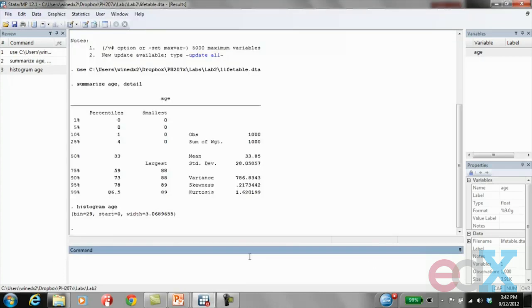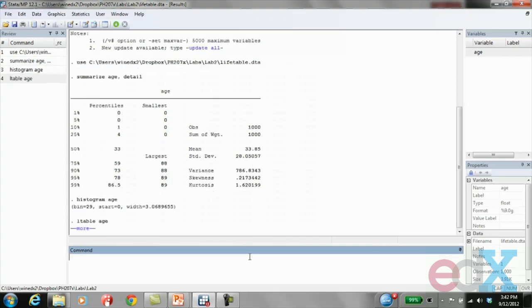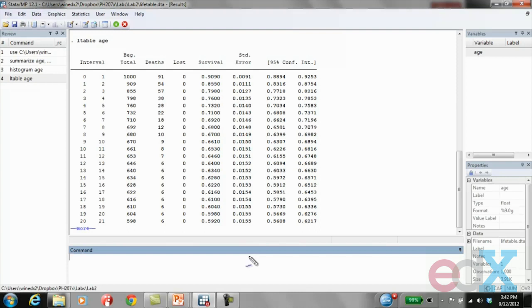Now we're going to use Stata to construct a life table. And this is very easily done through the ltable command. So type in the following command, ltable age. So now as you can see, Stata will give us a life table, but if you notice the intervals here, they're all of length 1, which isn't very useful. It's very hard to work with that.